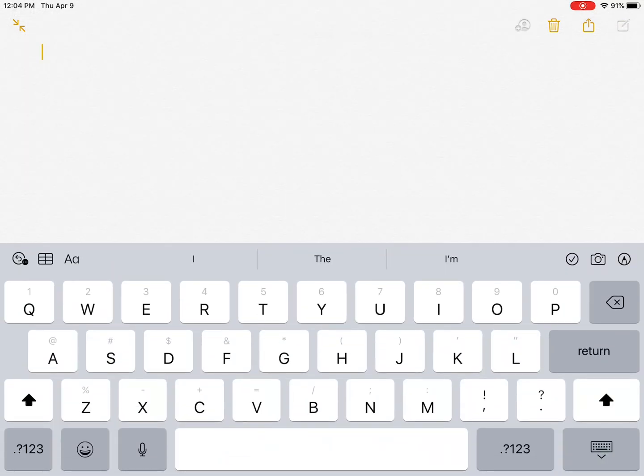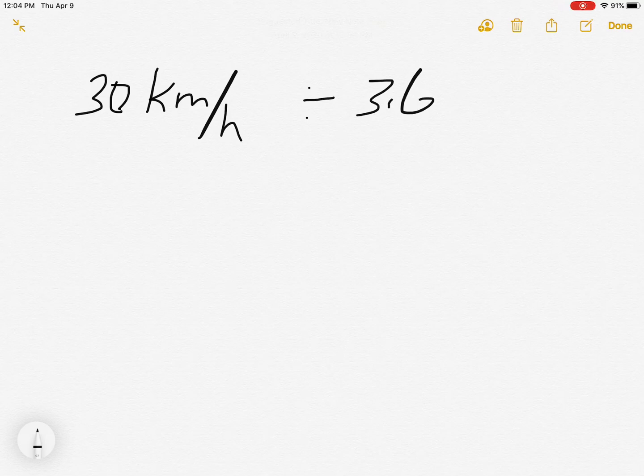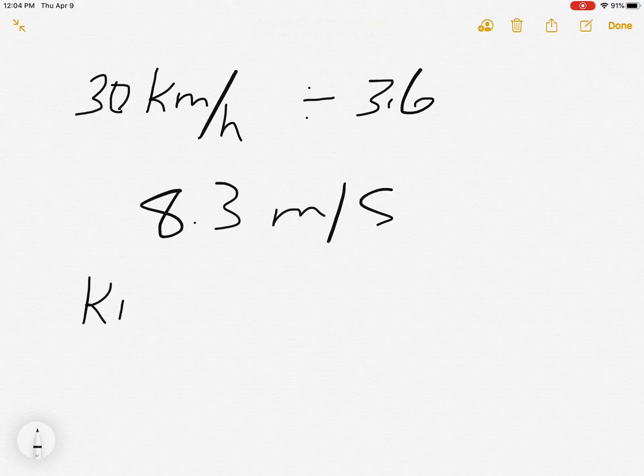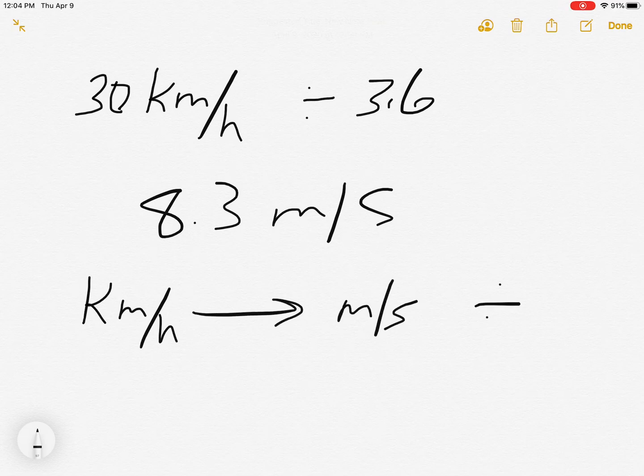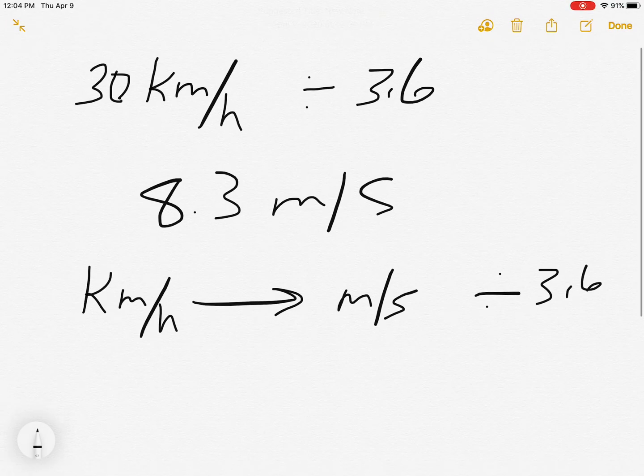Lost my pen here. Give me a second. Not sure what happened there, but we take 30 kilometers per hour. And we just divide it by 3.6. And guess what you get? 30 divided by 3.6. And you get the same 8.3. 8.3 meters per second. So there's our conversion factor. Kilometers per hour, turning them into meters per second, divide by 3.6. And that works for them all.